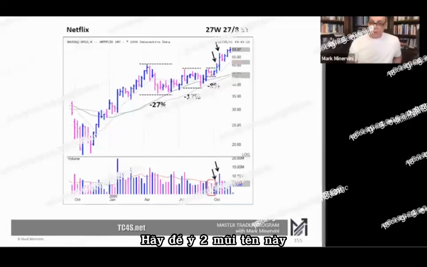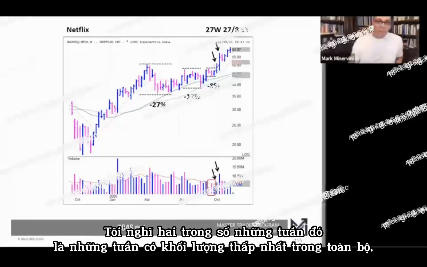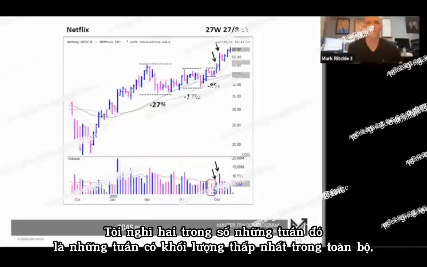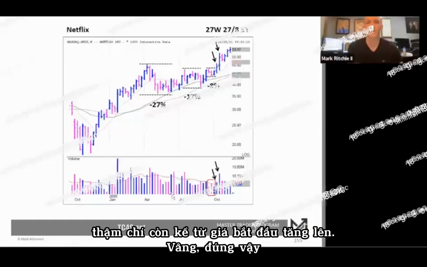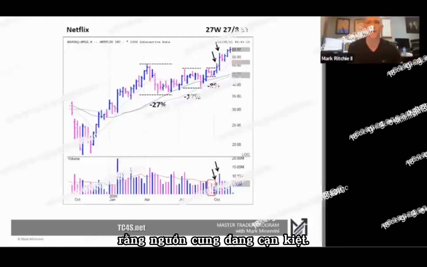And you can go ahead to point out too, Mark, that you have the volume highlighted in the bottom. Yep. I think 2 of those weeks were the lowest weeks certainly in the entire basing period, but also since the beginning of that move. Yes. That's exactly what Mark was talking about. As it's tightening, that supply is drying up.